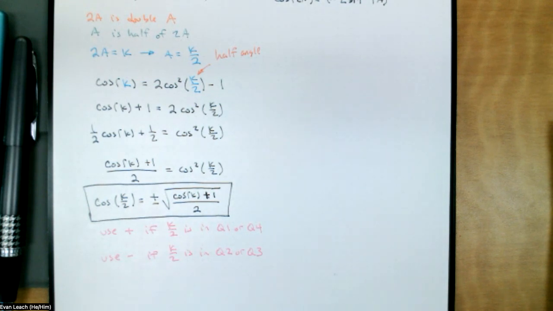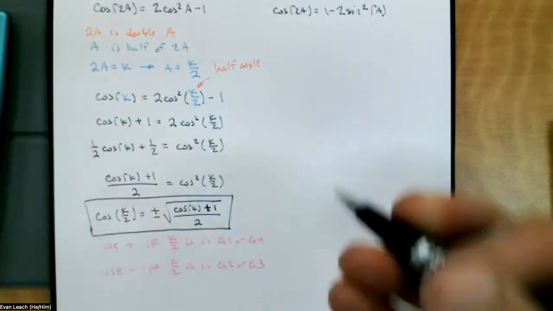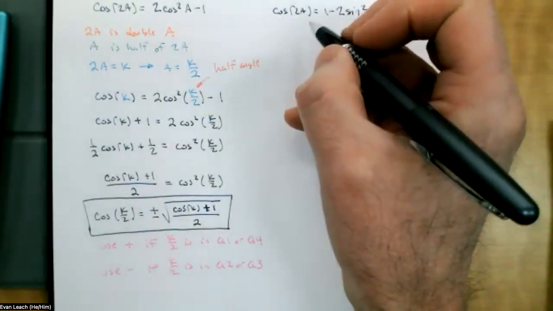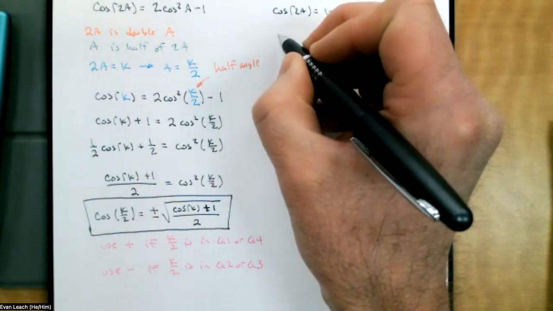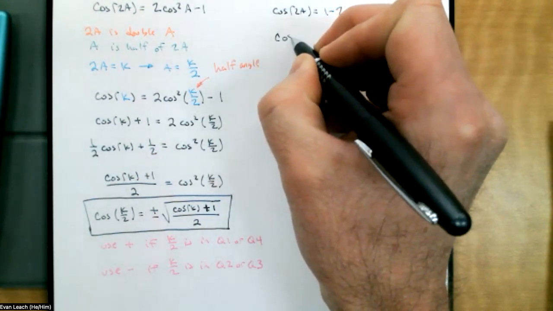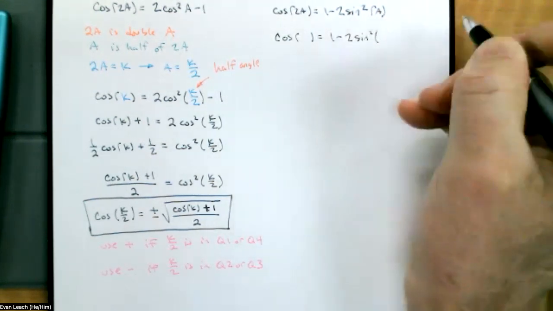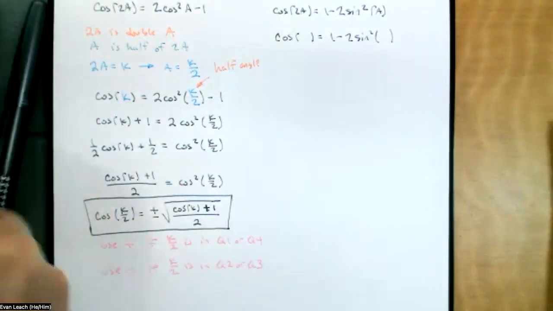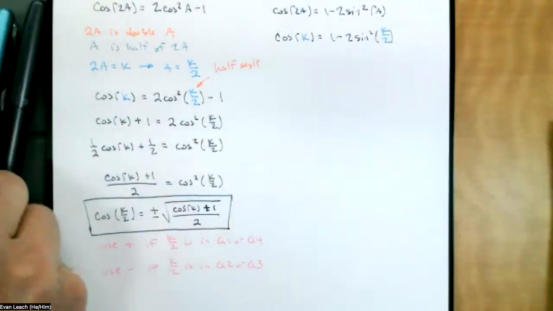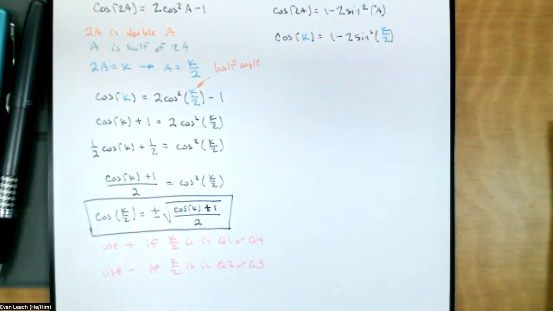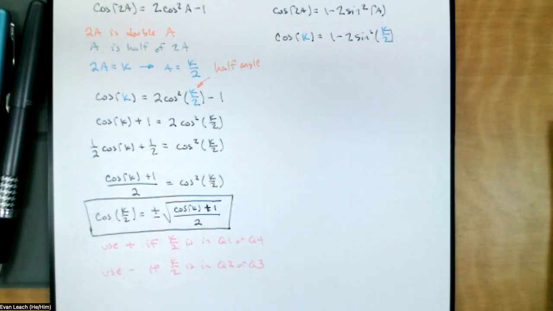We could do the same thing in the other column for sine of A. I can do the same kind of thinking. 2A is double A, but A is half of 2A. So I can write cosine of K is 1 minus 2 times the sine squared of K over 2. And then I can solve this for sine of K over 2 to get my half angle identity for sine.